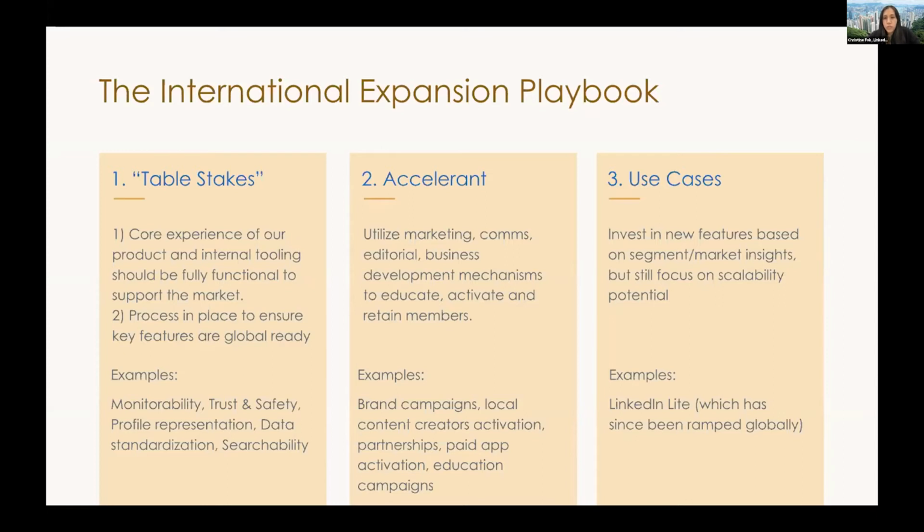There are local needs that are unique to the markets. And so we do need to go in and make sure that we dig deep into the market insights to build the right features for the markets.